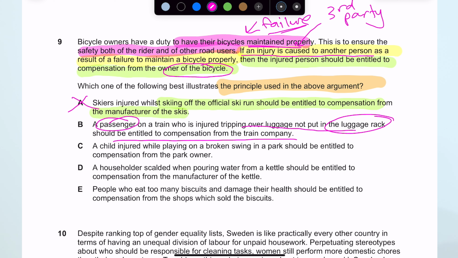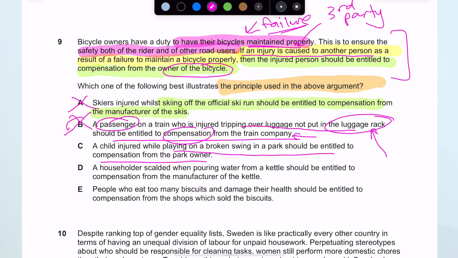Now, I like that there's a third party being injured by something that wasn't their fault. However, in this case, they're saying compensation should come from the train company. According to what's outlined in this argument, it should actually be compensation from the luggage owner. So that's also wrong. A child injured while playing on a broken swing in a park should be entitled to compensation from the park owner.